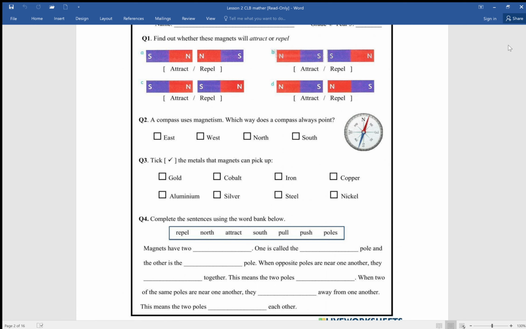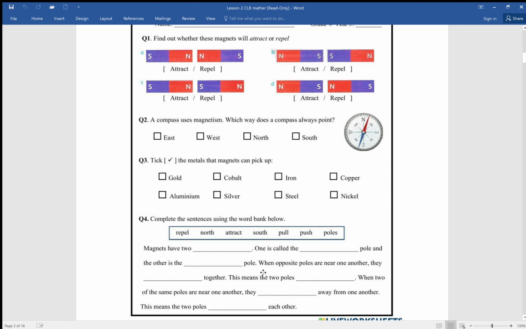Okay, let's see your learning. Magnets have two poles. One is called the South Pole and the other is the North Pole. You can do it any way you want; I just say the South first.